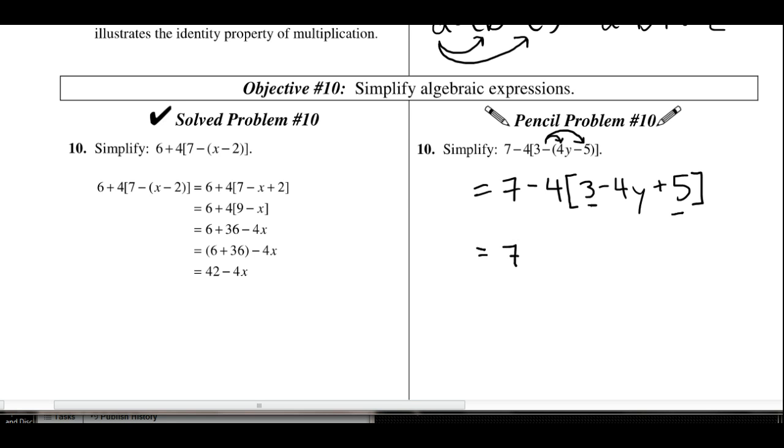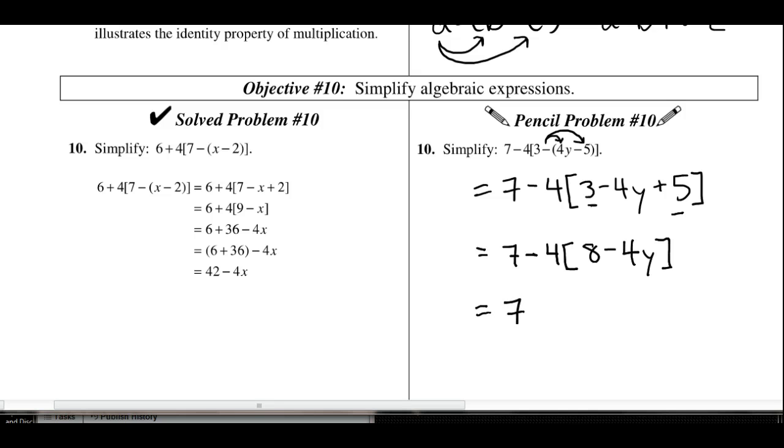So let's keep the 7. We're not messing around with him yet. The negative 4 can stay. But let's put 3 and 5 together. They're both positive numbers. So they give us 8. And then we have minus 4y still left over. Okay. Now what? Well, we have a negative 4 and a set of parentheses.